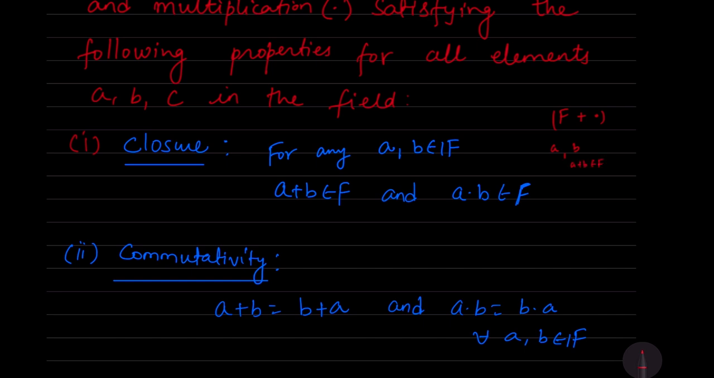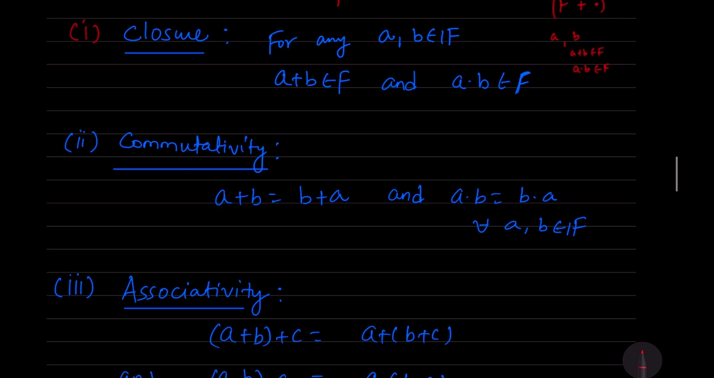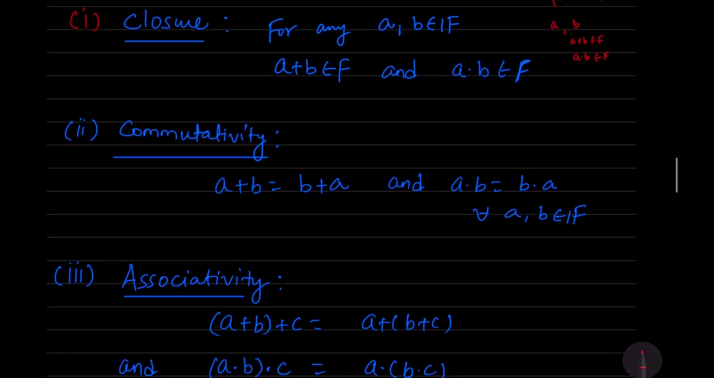Okay, and if we take multiplication, that also means the closure property should be satisfied under the operations addition and multiplication. Means we have two elements in field F, then we add both the elements, that should belong to F, and if we multiply these two numbers, that will also lie in the F.